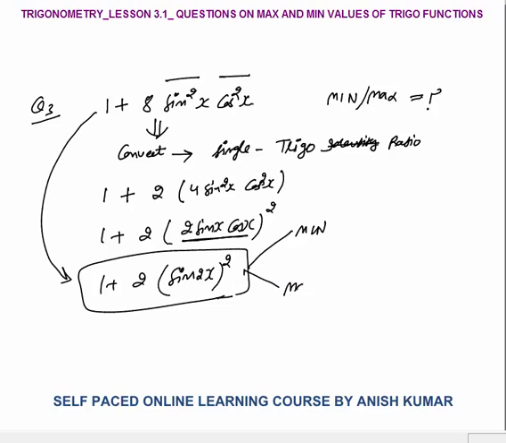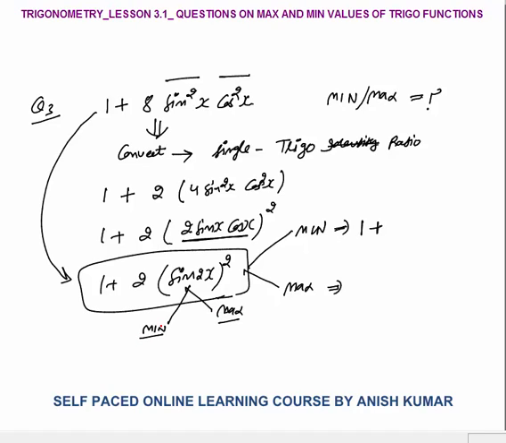Minimum and maximum value. Now 1 is a constant, it will remain as it is. For minimum value I will reduce this sin 2x. Now minimum value of sine function is minus 1, but it's a square. So minimum value of this sin 2x whole square, its minimum value would be how much? And its maximum value would be how much? I'm just calculating.